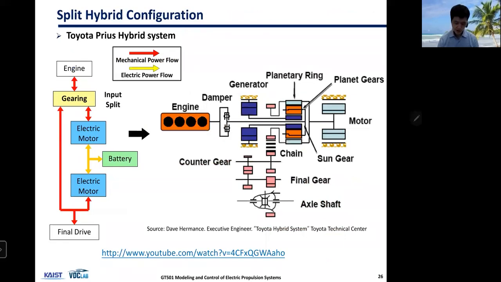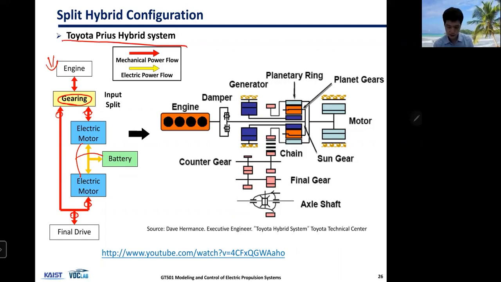Let's take a closer look at split hybrids. You can also look at it from this view. So the engine is connected to a gearing where it's connected to the final drive and generator. And then you have the final drive that's connected to the gear and another electric motor. And these two electric motors are connected to each other and with the battery. Okay.